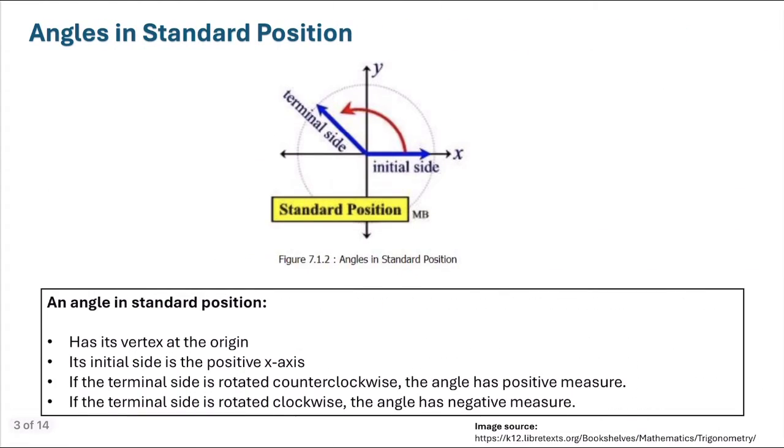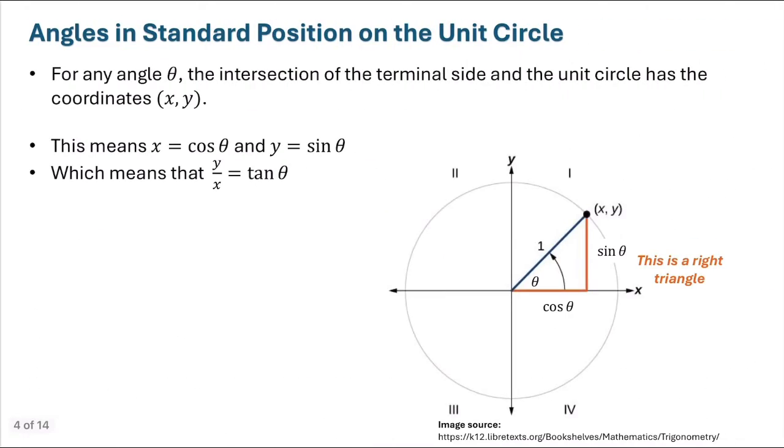So an angle in standard position will have its vertex at the origin, its initial side will be the positive x-axis, and then its terminal side will be rotated counterclockwise if it's a positive angle. The terminal side will be rotated clockwise if it's a negative angle. So the reason we're talking about this is because you can put an angle in standard position on the unit circle, and then something really interesting will happen.